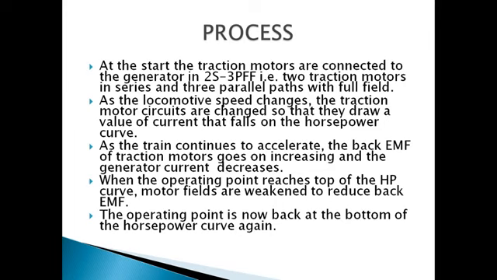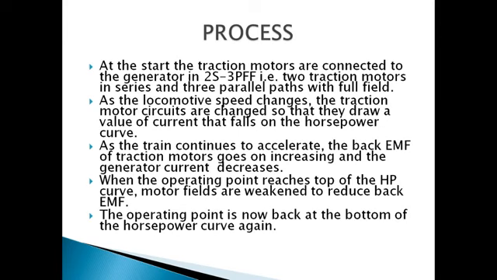At the start, the traction motors are connected to the generator in 2S3PFF, that is, two traction motors in series and three parallel paths with full field. As the locomotive speed changes, the traction motor circuits are changed so that they draw a value of current that falls on the horsepower curve.